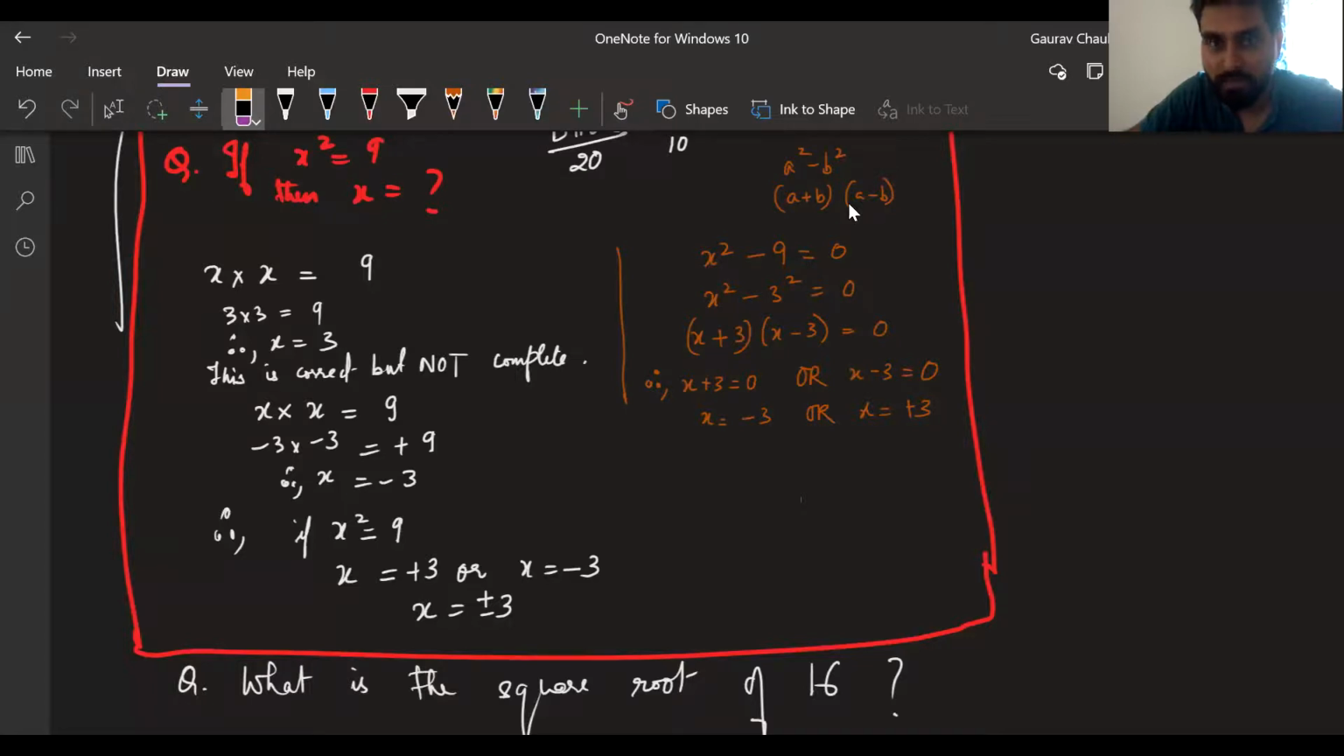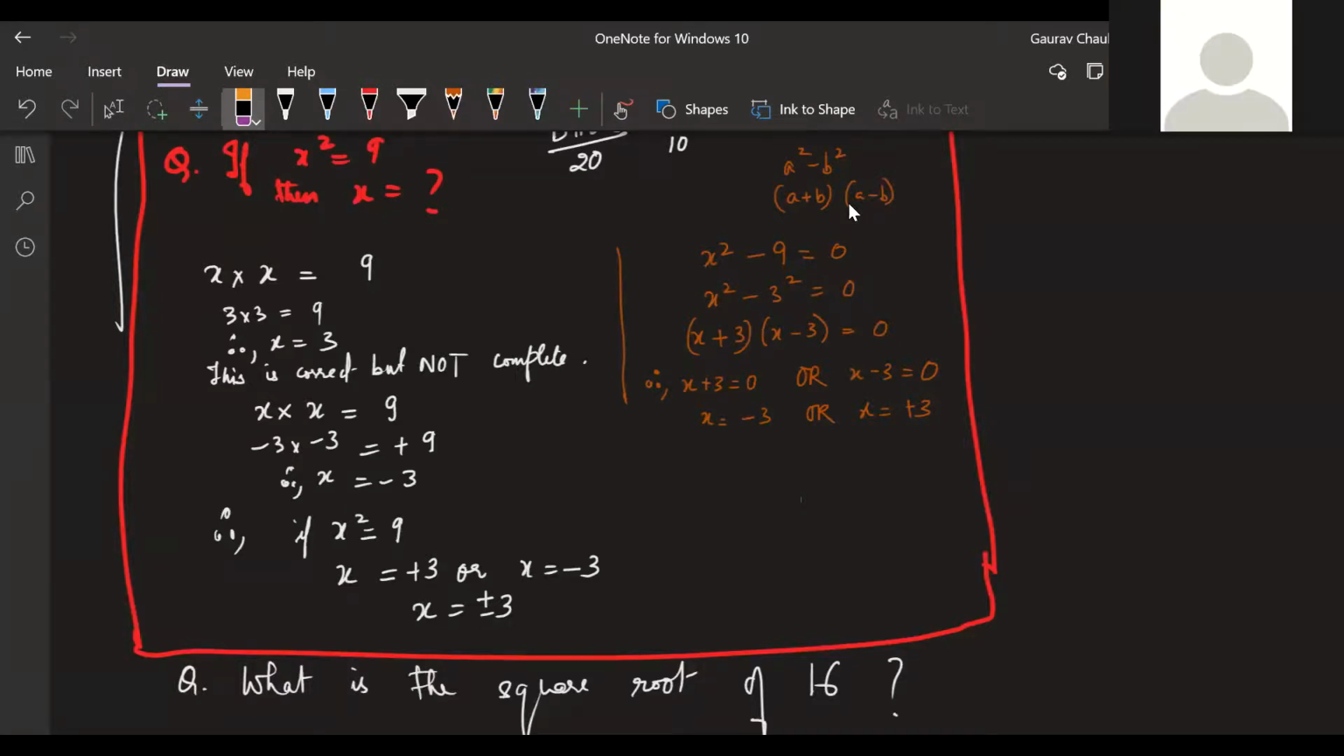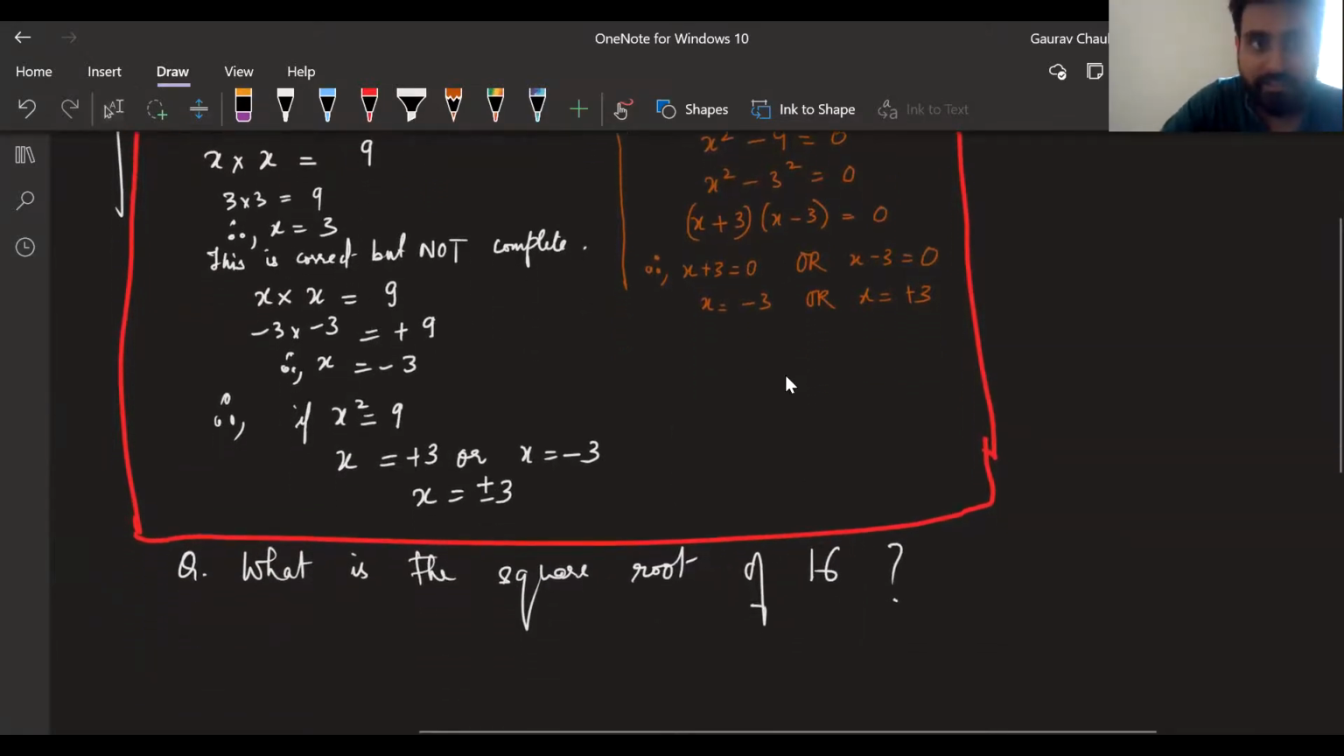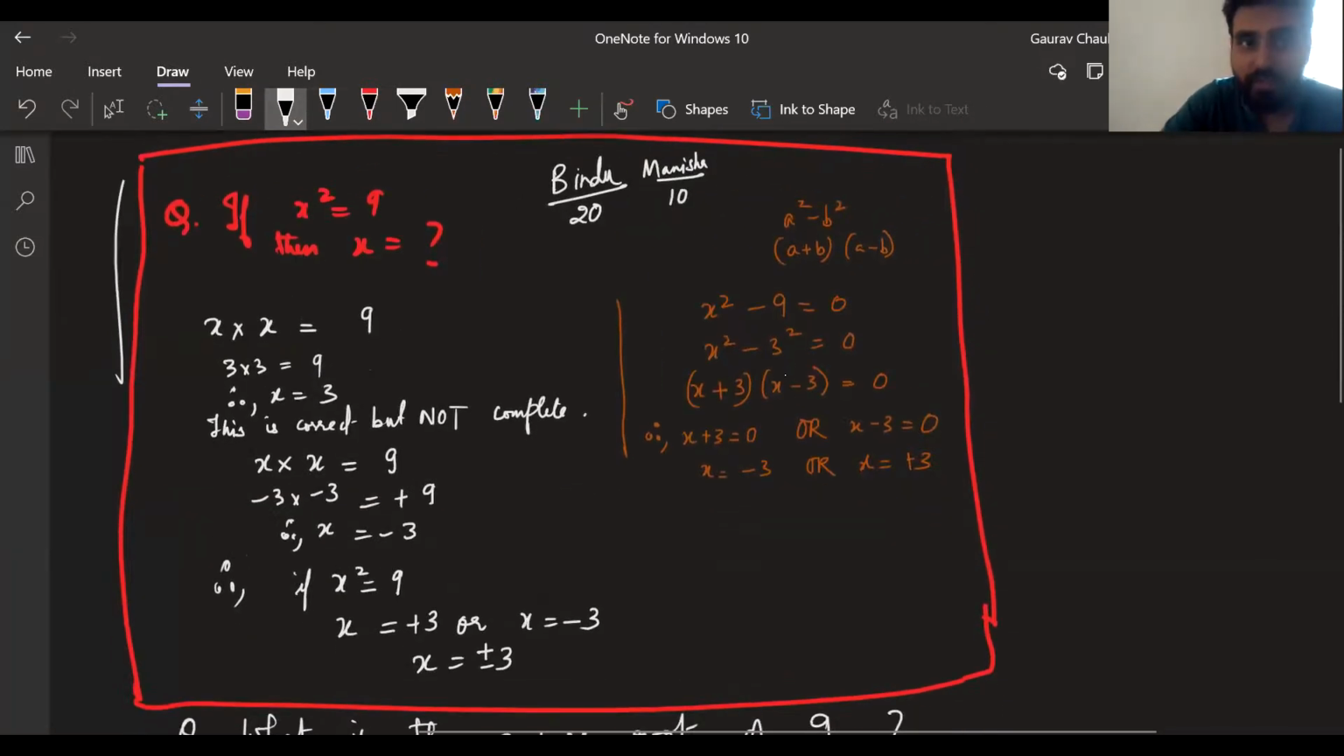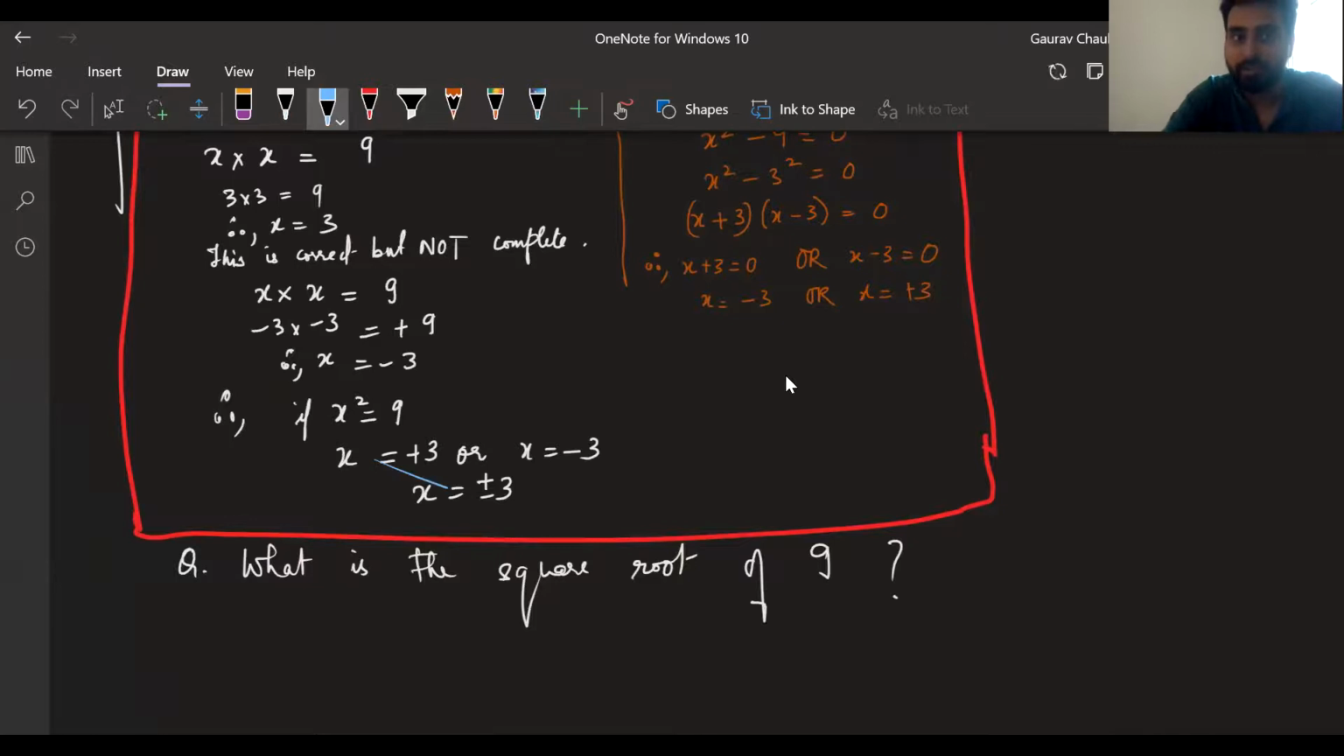Are you getting me, Deepak? Yes, sir. Okay. What you need to understand here is, let us write it like this. What is the square root of 9 only? Let us write first. It's basically the same question that's asked here, and I'm asking it in English. I'm not asking it in like algebraic expression. So what is my answer?